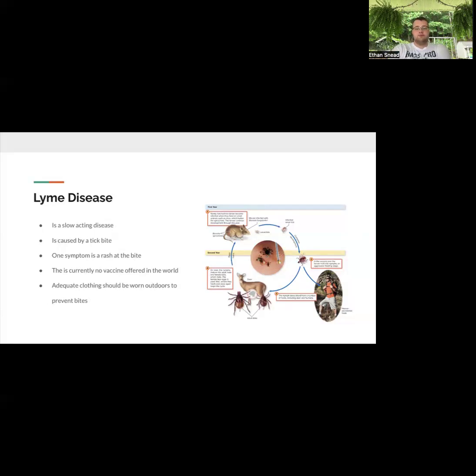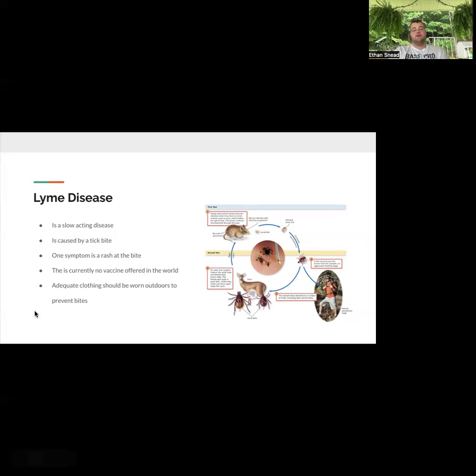One big symptom of this disease is a rash at the site of where the tick has bitten, and it's often a lesion that looks like a bullseye with a raised ring, in a reddish color in the area of the bite. There's currently no vaccine offered that can prevent this disease either, but there are studies trying to get one out.